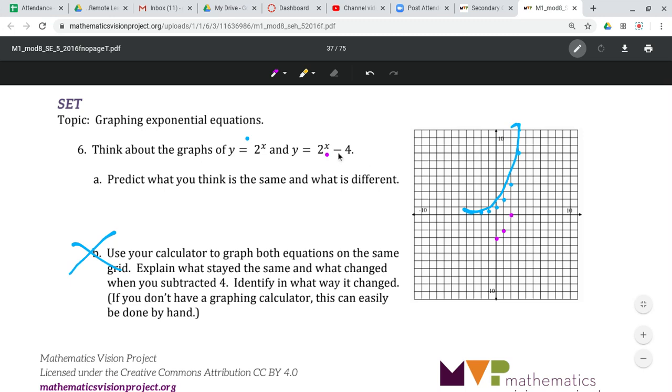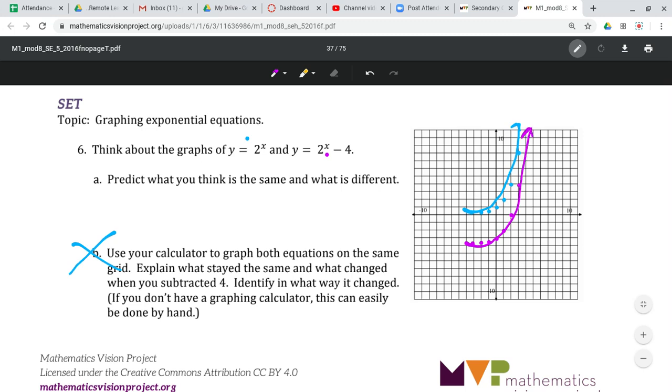There we go. 2 to the third power is 8. 8 minus 4 is 4. There we go. All right. And then same thing here. If we take 2 to the negative first power, we have a half. A half minus 4 would give us negative 3.5. And then we're going to get infinitely closer to negative 4 in this case.